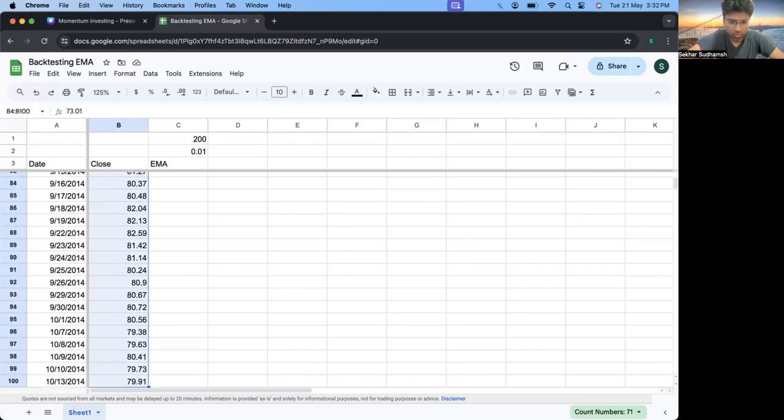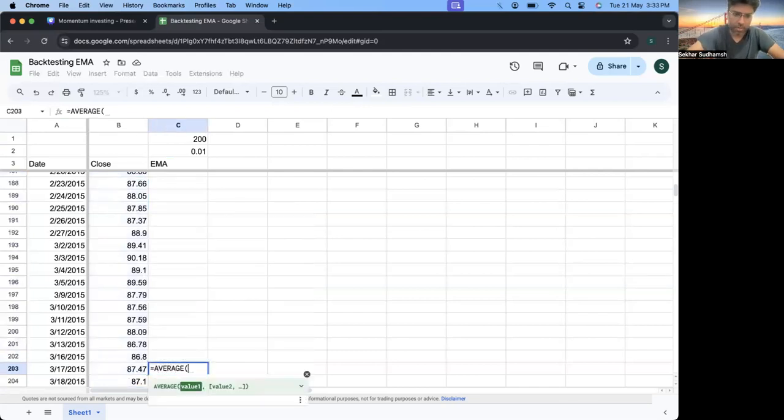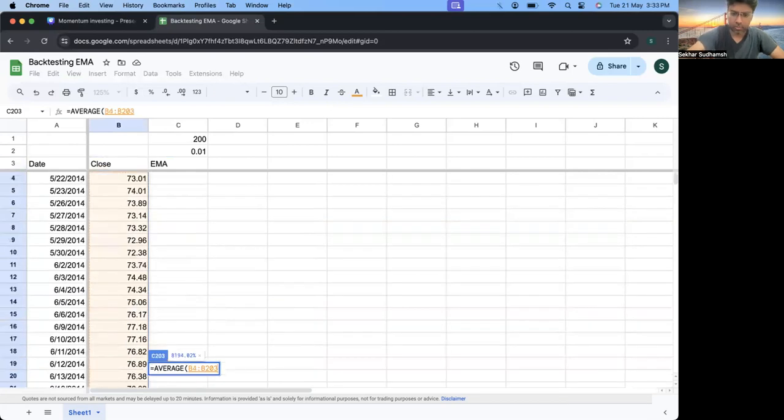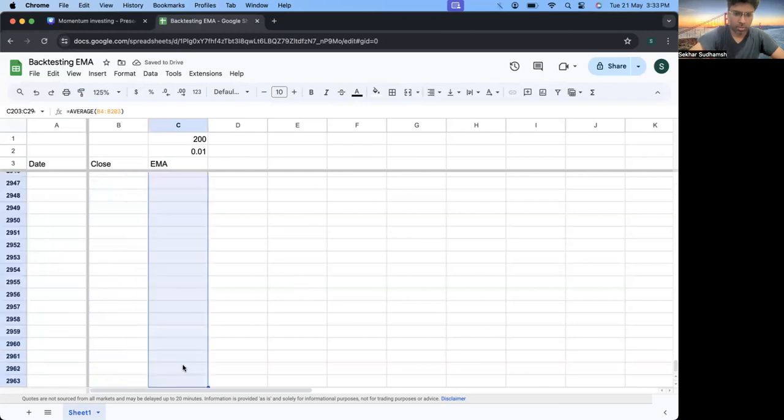Simple moving average of the 200th day. Let me come down to the 200th row. Give me a second. Right. So this 200th day will be simple moving average. Let me change the percentage to number format.